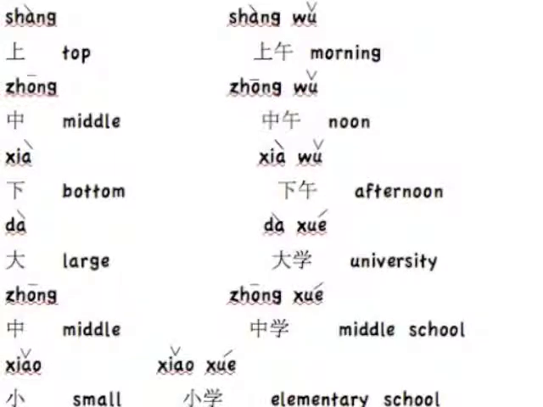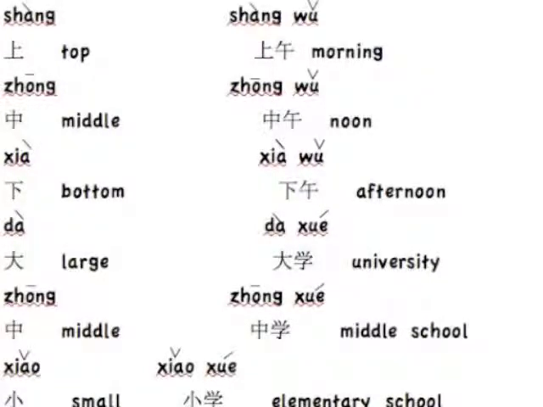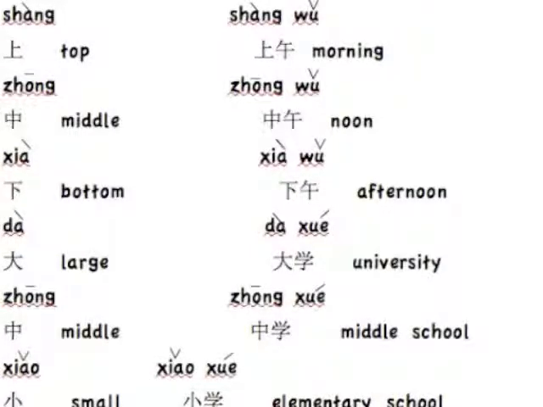Another example is 大 means large, 中 means middle, 小 means small, and 大学, 中学, 小学 mean university, middle school, and elementary school, which shows the size of different kinds of schools.